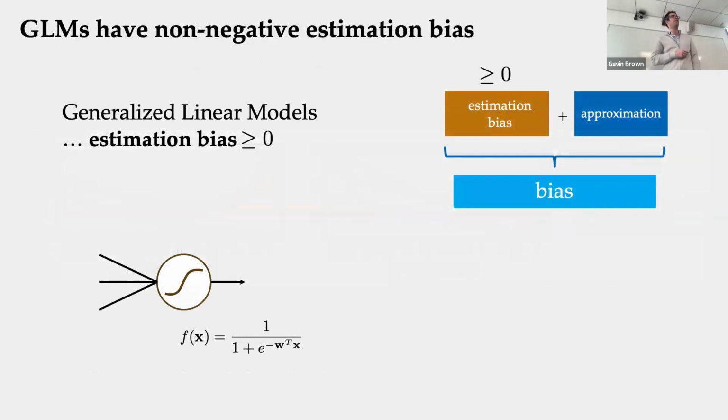What we can prove, interestingly, is that generalized linear models have non-negative estimation bias. So if you use linear regression, we saw that the squared term guarantees that everything's positive, but that turns out to be general. So you have a GLM, for example, a logistic regression, and it turns out that the estimation bias is always non-negative for that class of model. And the approximation error is obviously non-negative. So the bias is a sum of 2 non-negative terms.